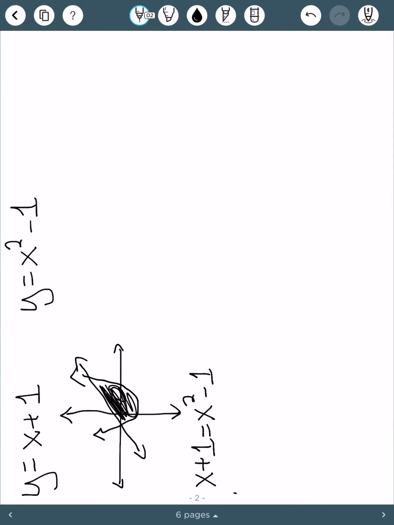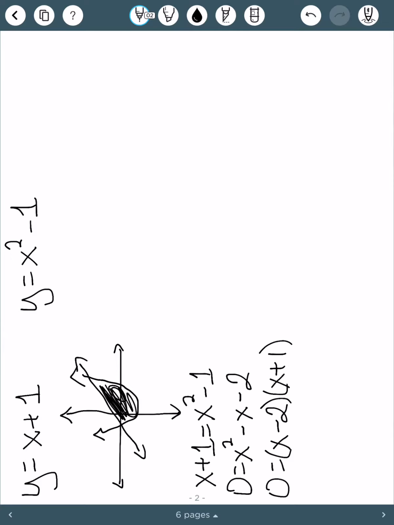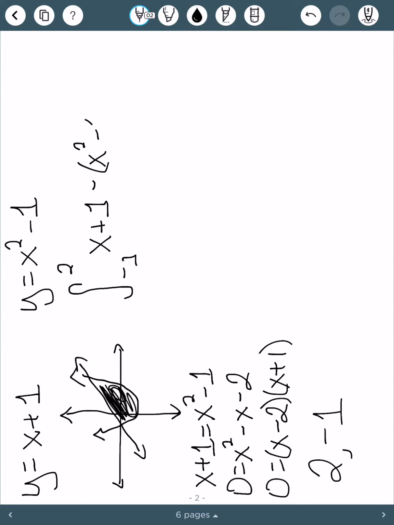I can get everything on one side. That would give me x squared minus x minus 2, and then I can factor into x minus 2 times x plus 1. So we get 2 and negative 1. So these are my limits of integration. I can see that x plus 1 is on top. So I have x plus 1 minus my bottom function, x squared minus 1. And make sure when you subtract, you do distribute the negative sign here.